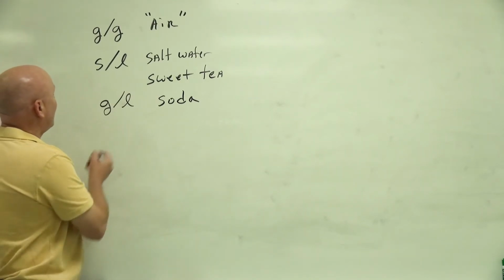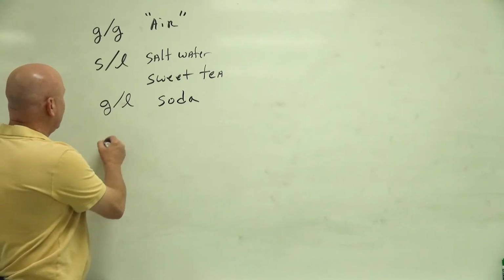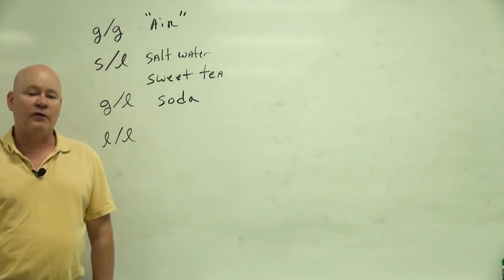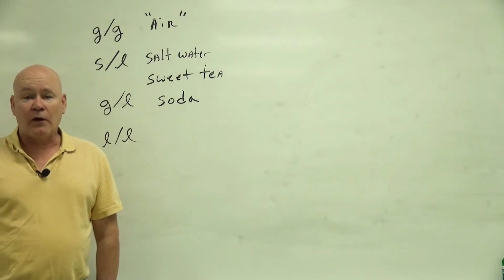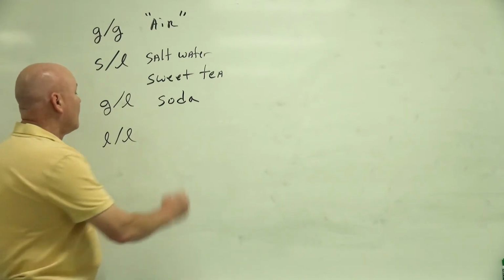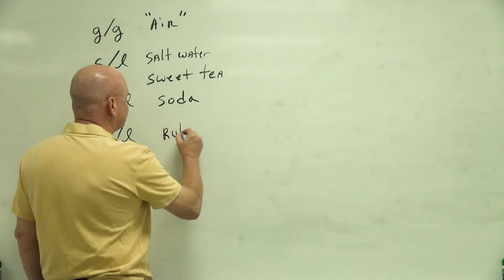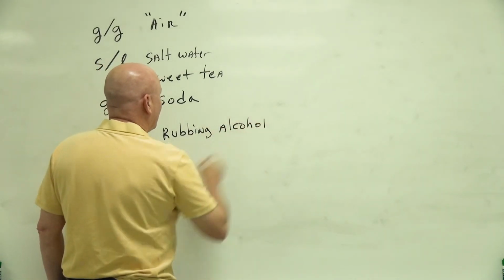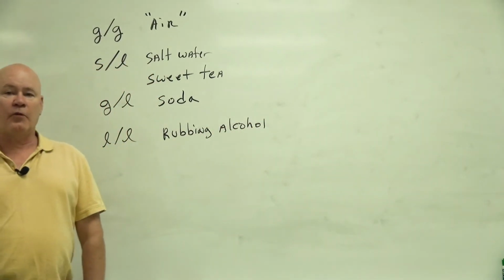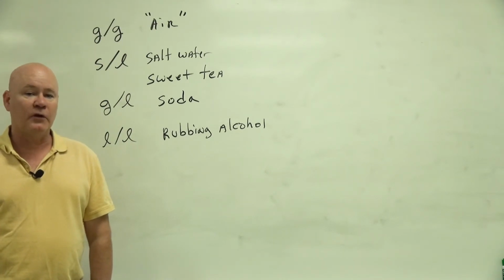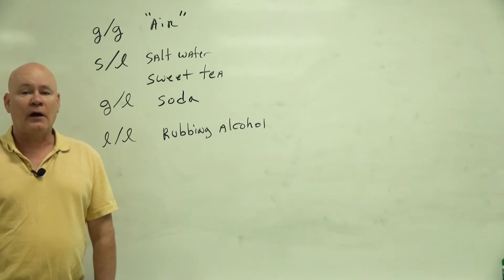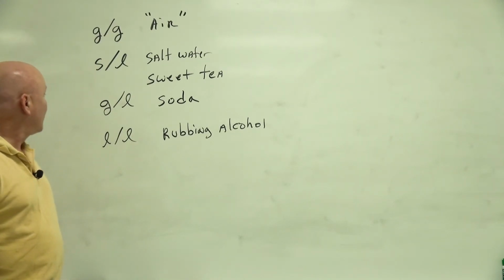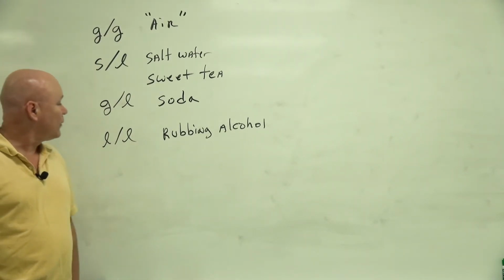And we could have, say, a liquid-liquid solution. We did that earlier as an example. Isopropanol alcohol. Rubbing alcohol, or 70% isopropanol, is a great example. Isopropyl alcohol is a liquid, and so is water. So we can have solid and liquid, gas and liquid, liquid and liquid.